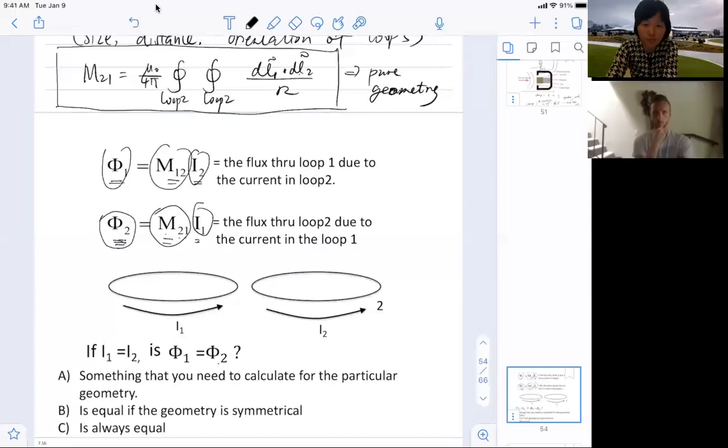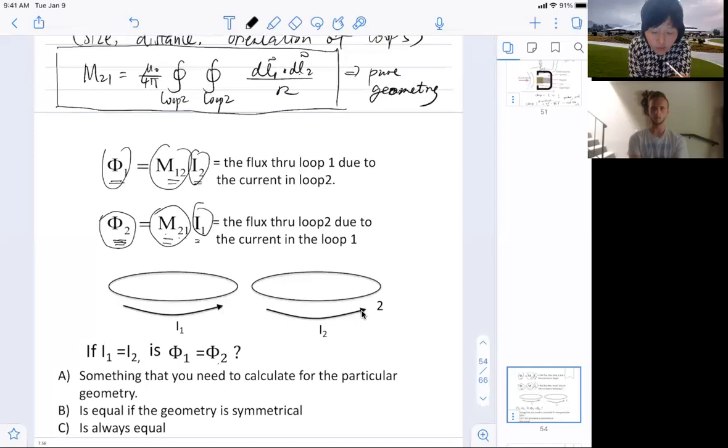Okay. Five more seconds. Any last minute vote? Okay, let's take a look. Here are our results. Majority voted for C, that they are always equal. Almost as many voted for B, equal if the geometry is symmetrical, so shapes one and two would be similar, the same shape. A is something you will need to calculate for the particular geometry.